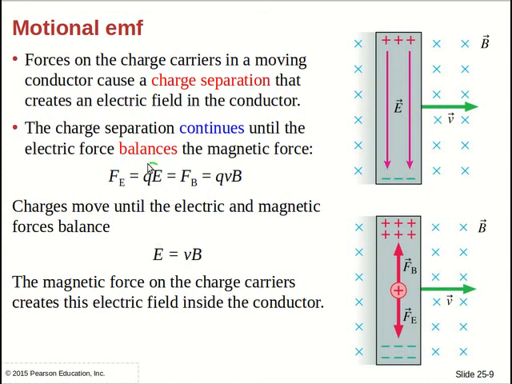The important pieces of this equation to look at are right here. When this balance occurs, QE is equal to QVB. When FE, the electric force, is equal to the magnetic force, then QE is equal to QVB. We can divide out a common factor of Q, and we find that the electric field that exists inside the metal when equilibrium is established is equal to the velocity of the motion of the bar times the magnetic field.